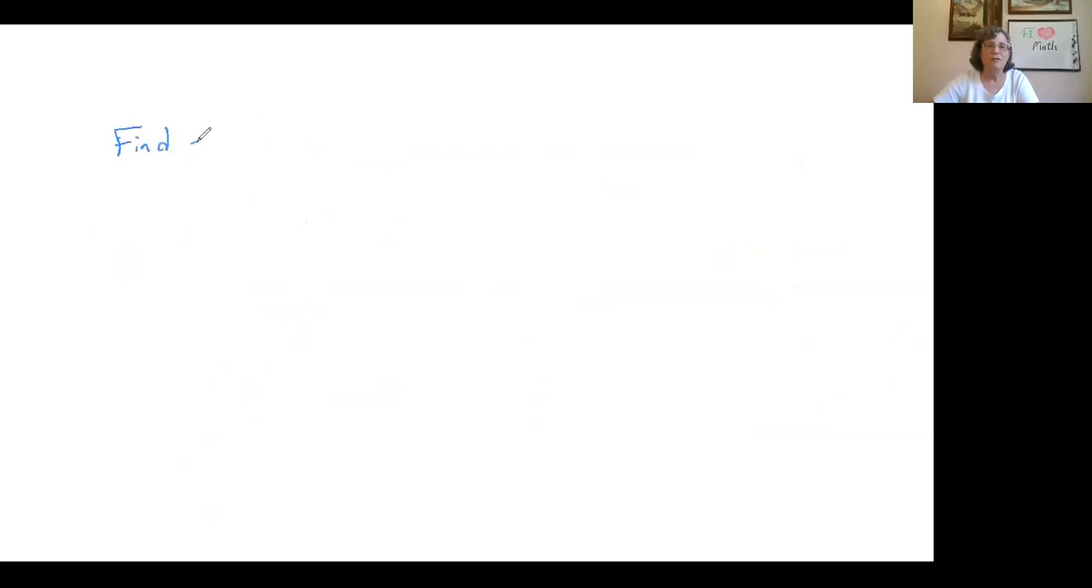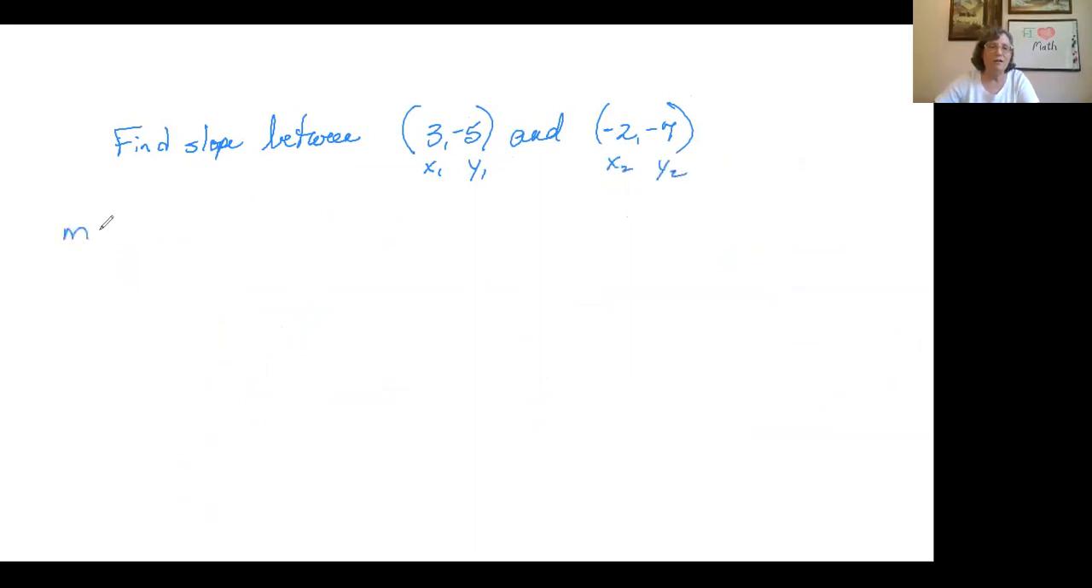So if we want to find the slope between, say, (3, -5) and (-2, -7), if we call this one x1 and y1 and this x2 and y2, and our formula for the slope is the difference of the y's over the difference of the x's, then y2 would be -7. Here's the minus from the formula. y1 is -5, so I've got -7 minus -5. So here's the second y, here's the first y, here's the minus from the formula. Same thing with the x's. I have to use the second x minus the first x.